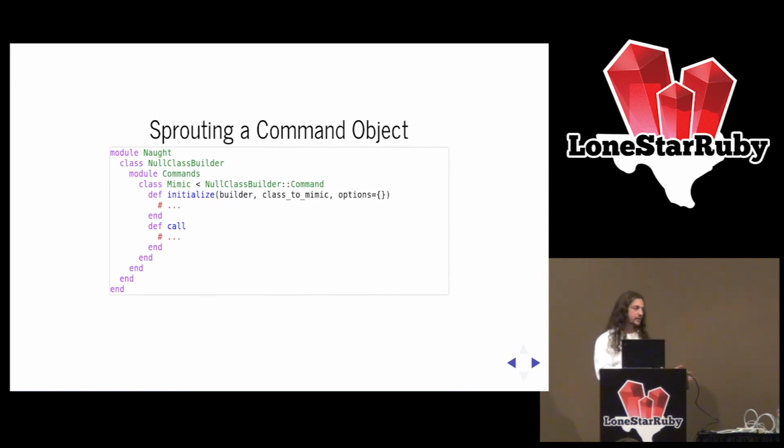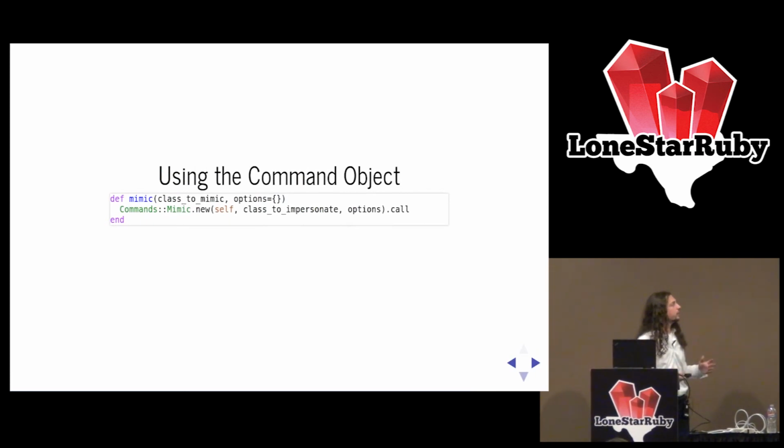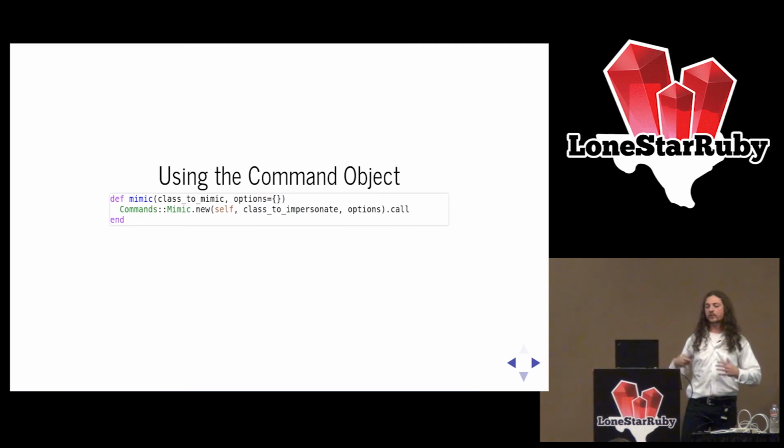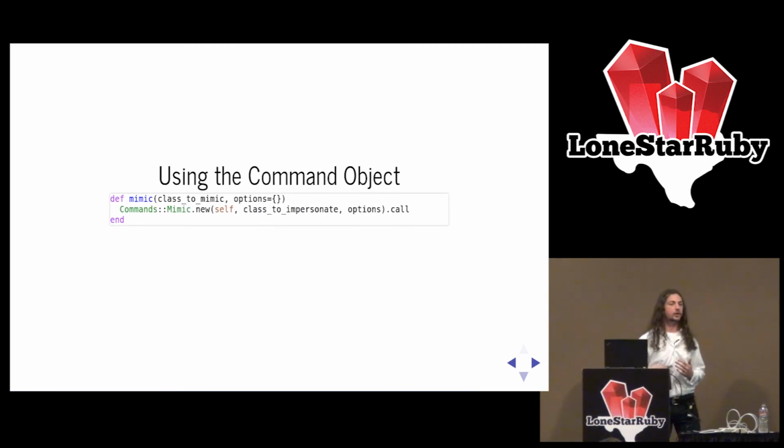So rather than having a method for mimic, we have a class called mimic, which is inside a command namespace. And its initializer takes all the usual arguments to the mimic method, and then it has a call, which has the actual logic of mimicking inside it. And then back in the null class builder, all we have to leave behind is this sort of stub, just one line where we instantiate the command and feed it all the arguments and then call it.